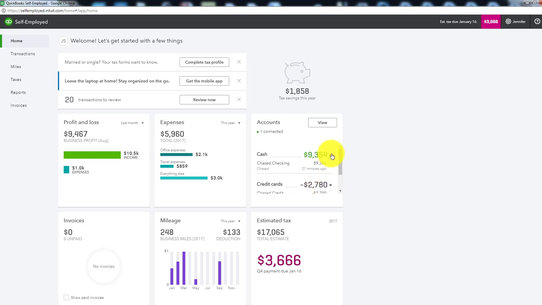Your credit card account also lets you know what credit card accounts you have connected to the software. In this case, there's only one account connected, which is once again Chase. And the $2,780 tells you that this is how much you owe on your credit card. So once again, you can have more than one credit card connected to the software.